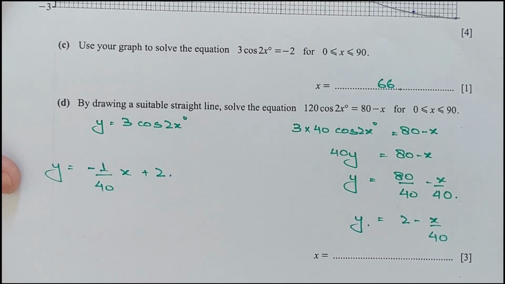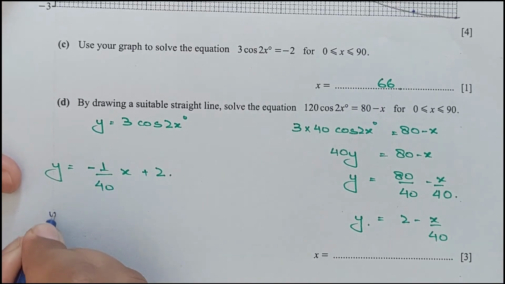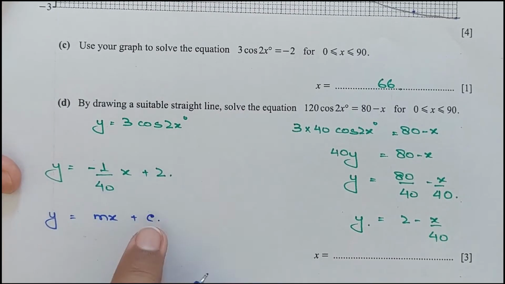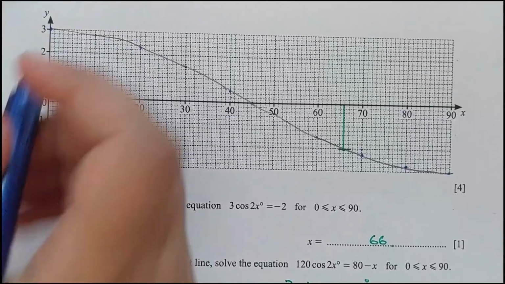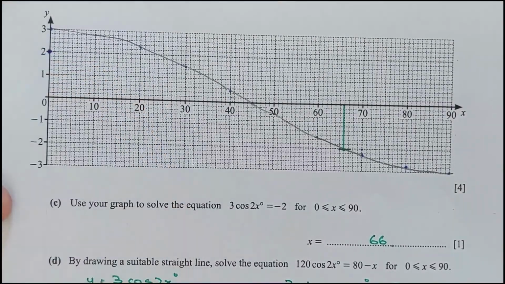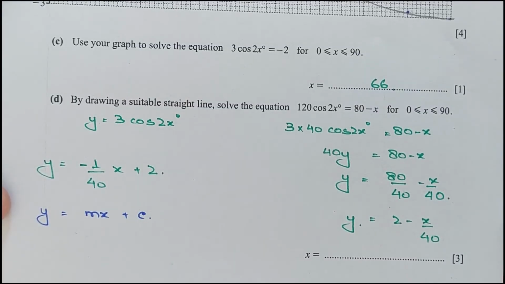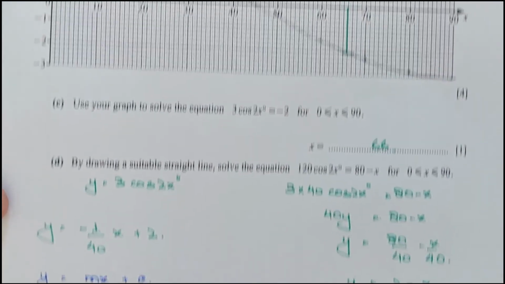The straight line is in y equals mx plus c form. C is the y-intercept, which is 2. So 2 is the y-intercept for the straight line. And the slope is minus 1 over 40. So rise over run. Rise is 1 unit down.